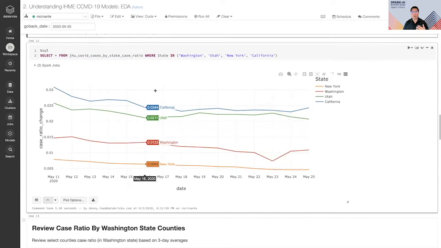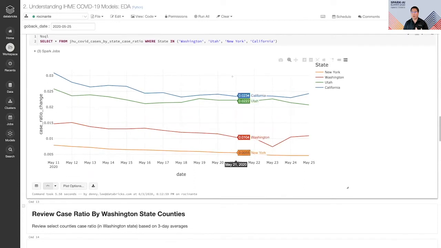We ran the query already, which notes the case ratios for just a specific set of states like Washington, Utah, New York, and California. Over time, going from May 11th to May 25th, you'll notice that generally it's going down. But I want to focus a little bit on Washington State because there was a nice dip here and then we jump back up. And I'm wondering, based on the case ratio, is that a cause for concern for my state?